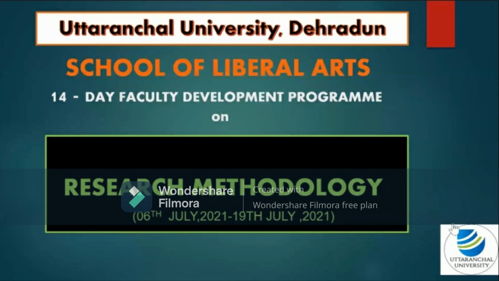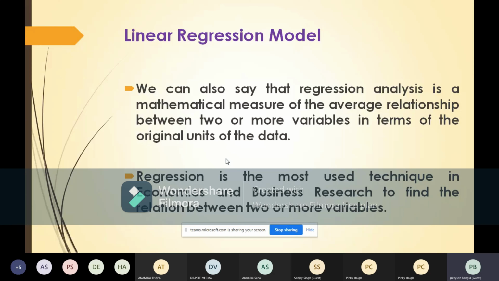Regression is the most used technique in economics and business research to find the relationship between two or more variables. Again, I am repeating, it is not only restricted to business or economics, but it can be applied anywhere. If you have two variables and you want to check the impact of one variable over the other, then I feel the simple regression model is the best model. If you understand this particular model, there is a very high chance that you can publish your paper comfortably.